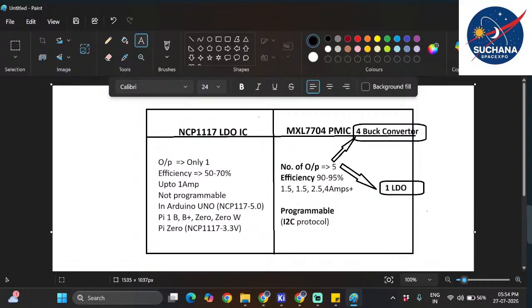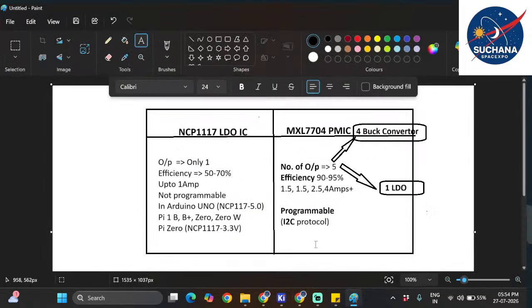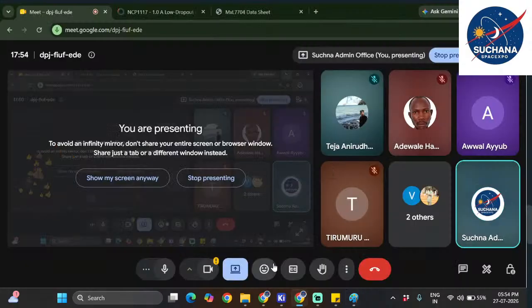Of course, there would be a variation in price. Maybe this PMIC would have a little higher price, and this NCP 1117 IC may be available at a lower, cheaper price, but that is the basic difference. I hope this is clear, right? Shall I move to the next concept, everyone? Today we will be taking an additional hour due to the lab session.